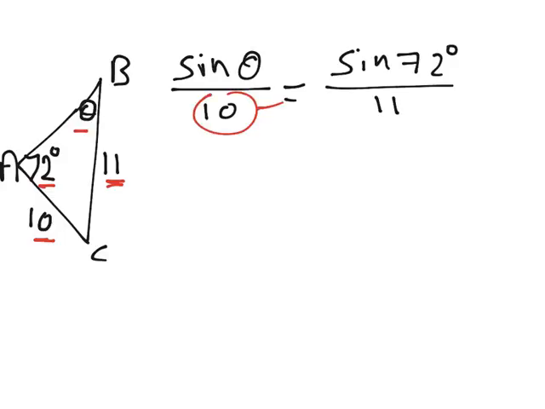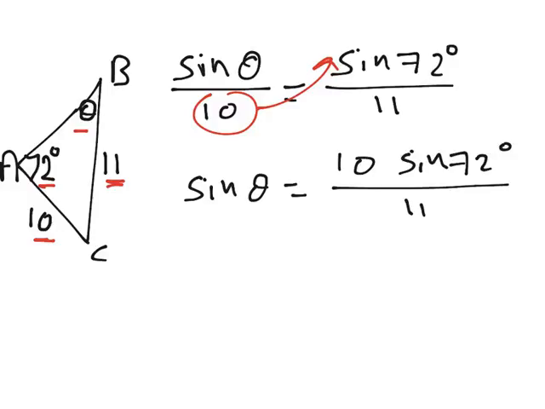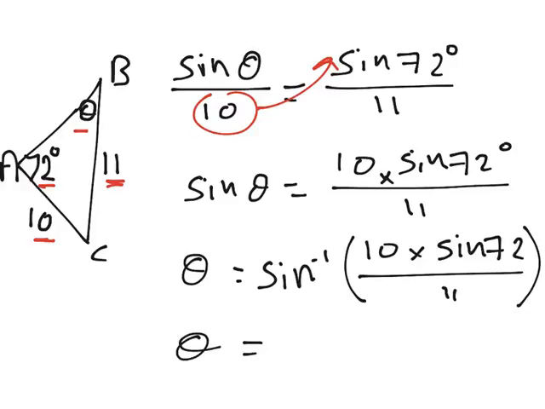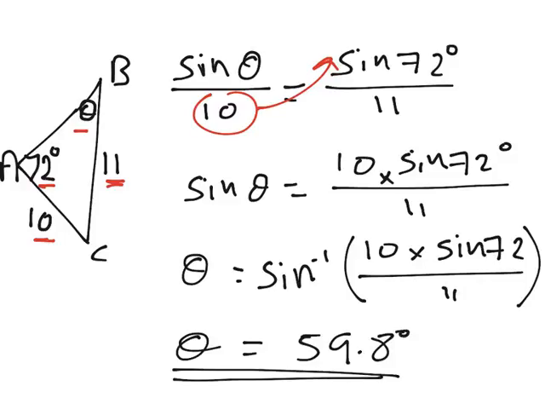Once again, we can bring this guy up here, swing it over, which gives us sine of theta equals 10 sine 72 divided by 11. So theta equals the inverse sine of all of that. That gets you a value of theta of 59.8 degrees.